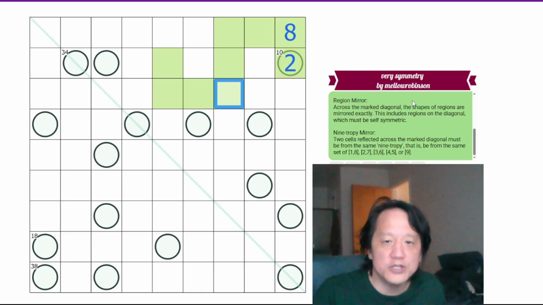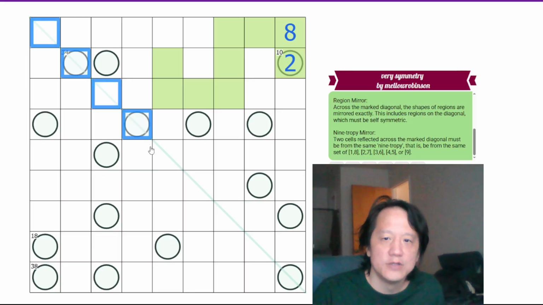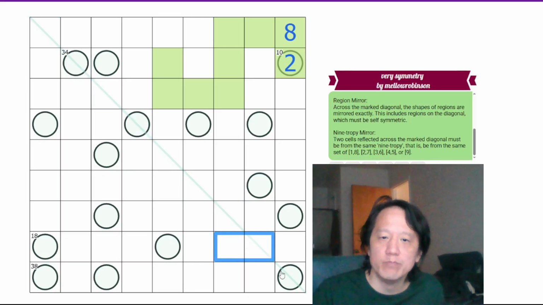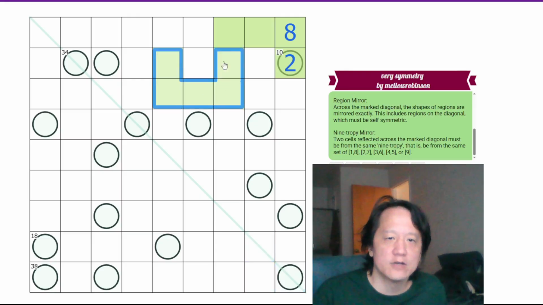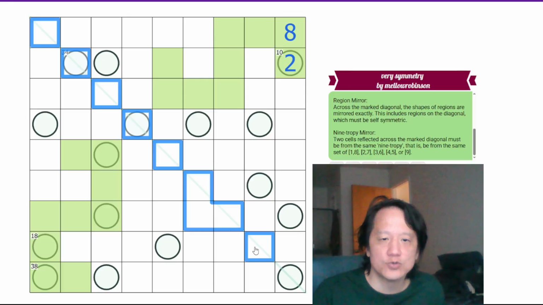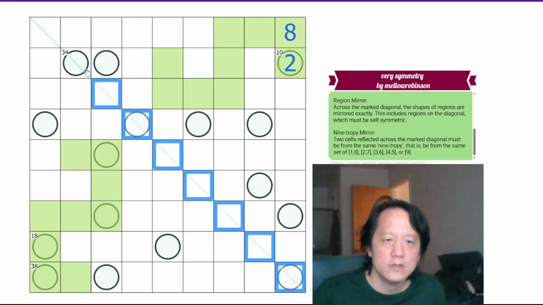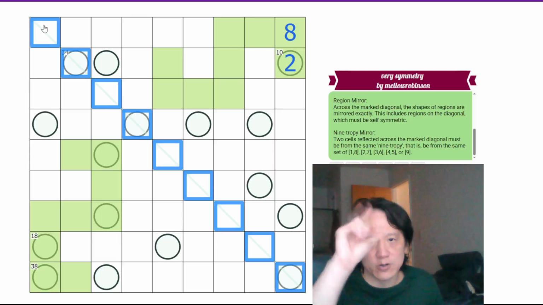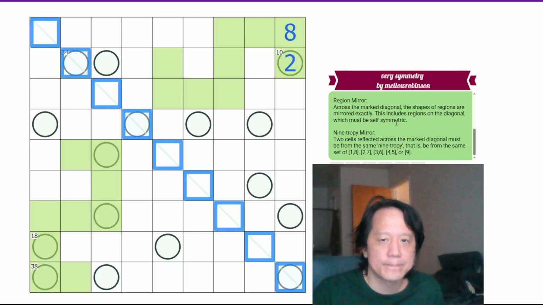We have region mirror, where across the marked diagonal, the shapes of the regions are mirrored exactly. And this includes regions on the diagonal, which must be self-symmetric. So, if we had a region going this way, we would symmetrically also have to have a region going like this. So that around this central diagonal, everything is mirrored exactly. Interesting.